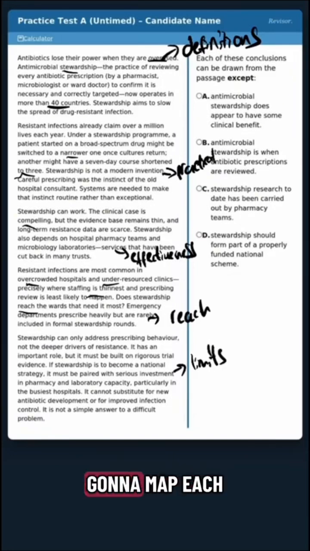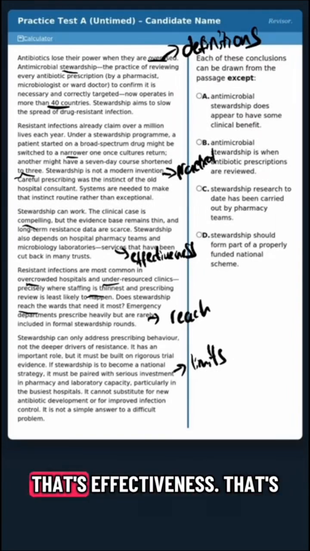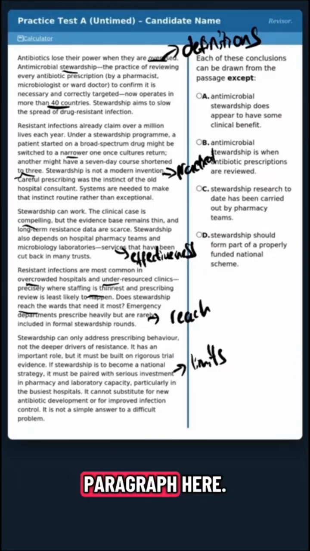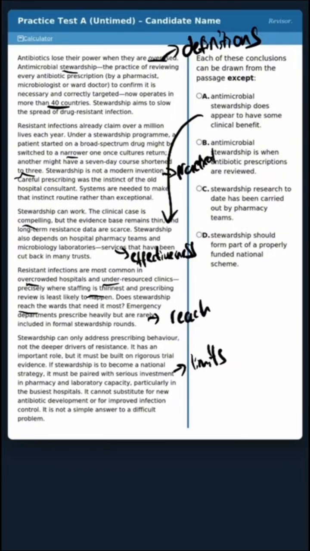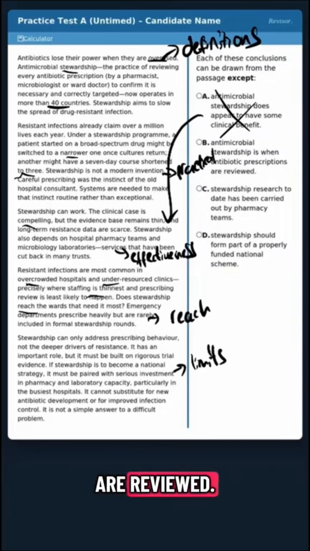So now we're going to map each of the answers to the paragraphs. Statement A talks about antimicrobial stewardship having some clear clinical benefit. That's effectiveness. That's talking about this paragraph here. The clinical case is compelling, so we can rule that out. Antimicrobial stewardship is when antibiotic prescriptions are reviewed. That's a definition. We're told that straight away, so we can get rid of this.